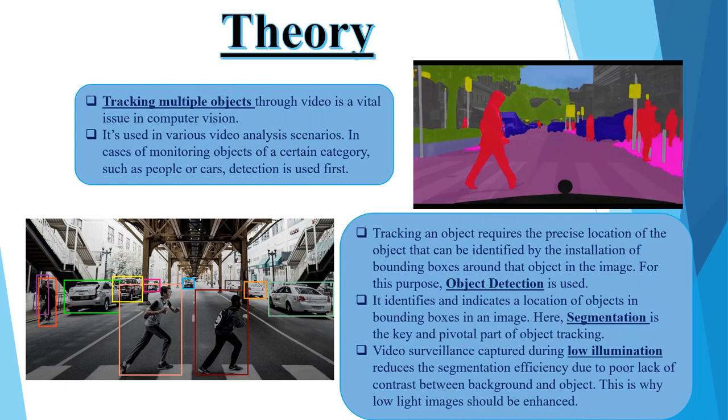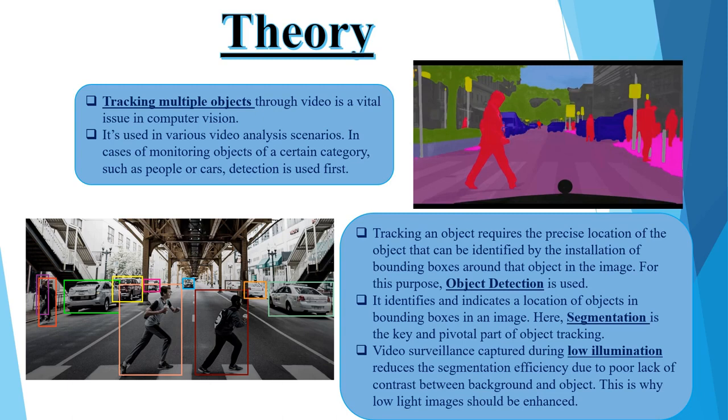A crucial problem in computer vision is tracking many objects in video. It is utilized in a variety of video analysis situations. Bounding boxes are installed around each object in the image in order to track it, using the precise location of the object to be detected. Thus, object detection is utilized for this. So, for locating and detecting, segmentation is essential and crucial to object tracking.